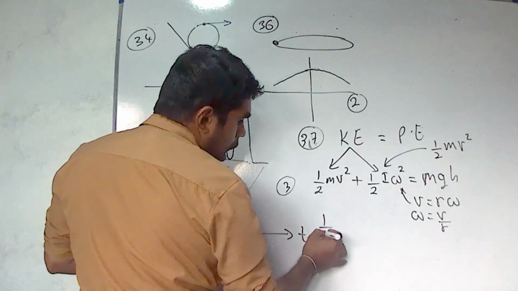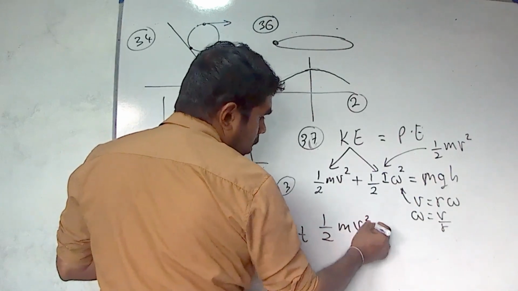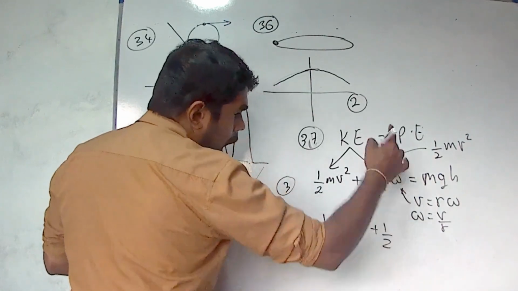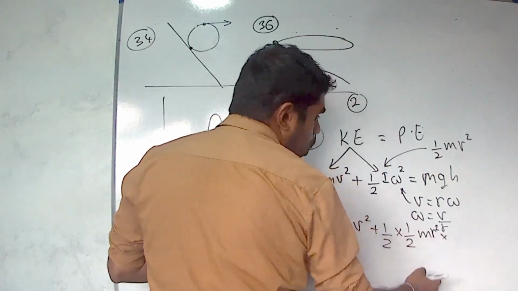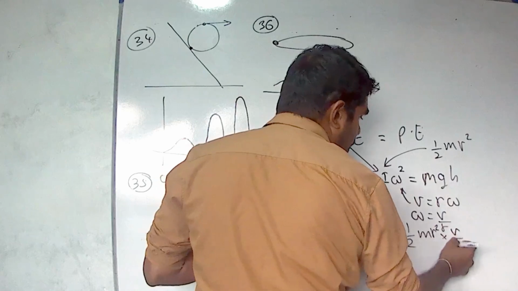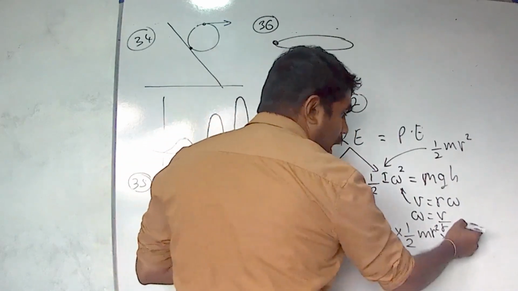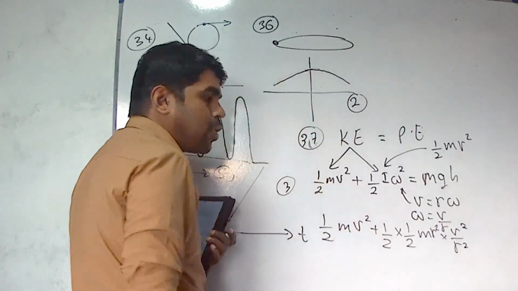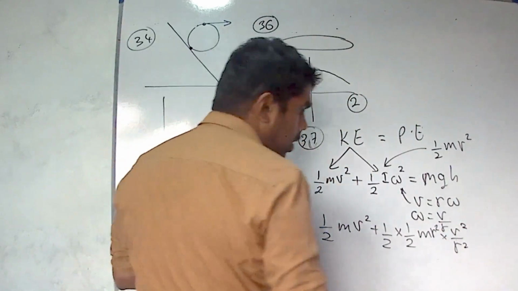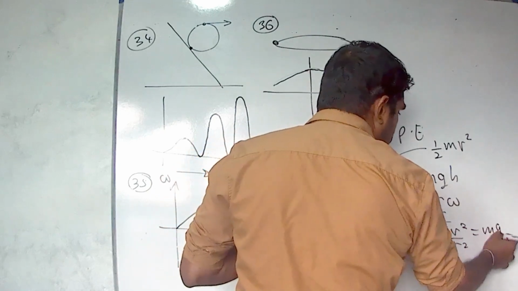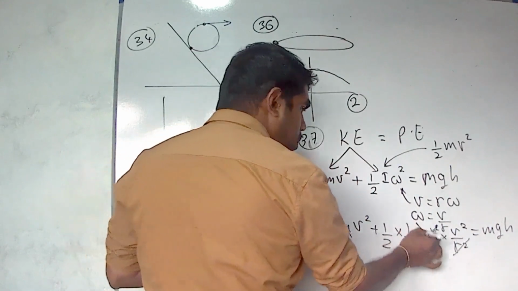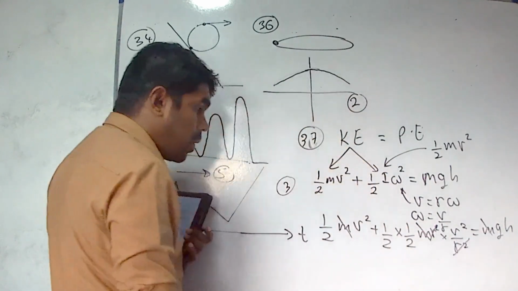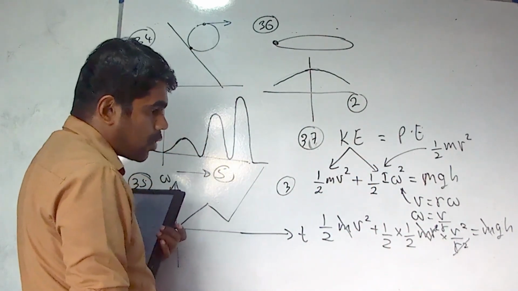Then half mv squared plus half I value, which is half mr squared, into omega value, which is v over r. We have to use the square term, omega squared. Therefore, we have half mv squared plus half mr squared times v squared over r squared equals mgh. Now we can cancel out r squared in all terms. Then we have to simplify.